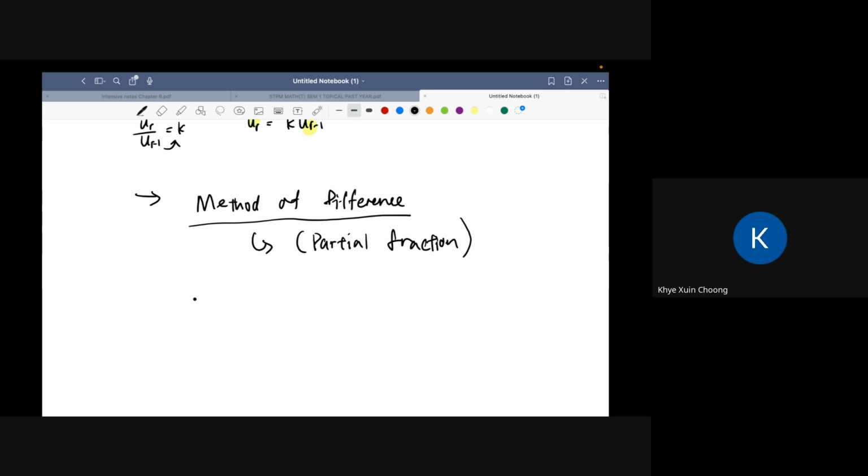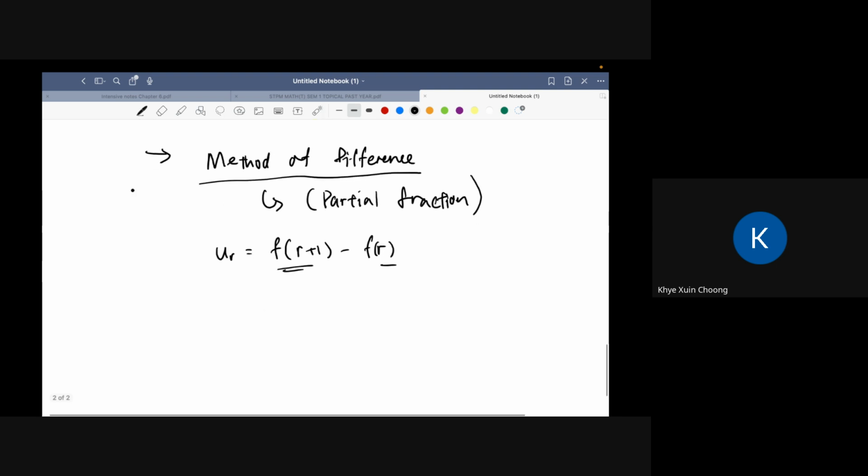So let's say we need to express some term U_r into the difference of two different things. Let's say f(r plus 1) minus f(r). So we need to make some term into a difference of two terms. We can use partial fraction. If U_r is a fraction, there is a high chance that we can use partial fraction to make it into the difference of two terms. After that only we can use method of difference. So if you know method of difference, you can solve most of the questions.